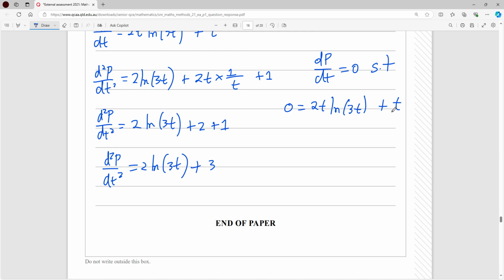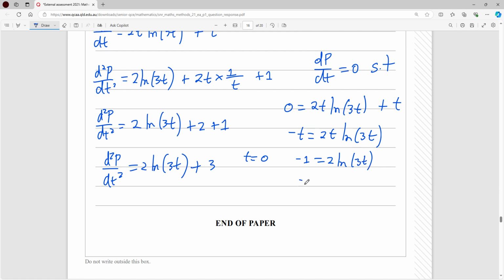Now obviously this looks a bit tricky at first, but we can move this t across, so we have negative t equals 2t ln 3t. Now you can see, if I divide both sides by t, it's going to get a whole lot easier. So here, we have t equals 0, okay? That's important to take note of. So as soon as I'm dividing by t, I have one solution at t equals 0, so keep that in mind. Then, I'm going to have negative 1 equals 2 ln 3t, okay?